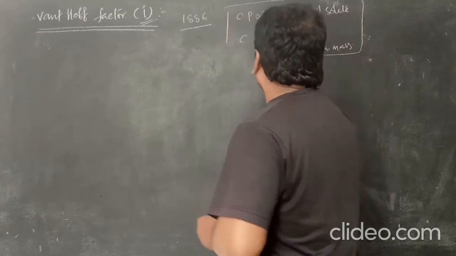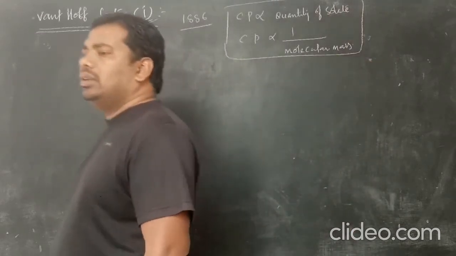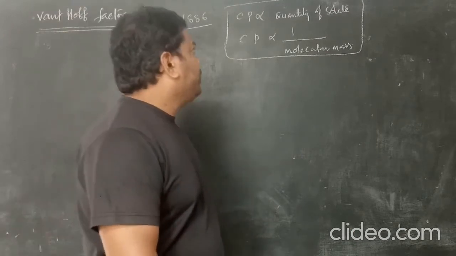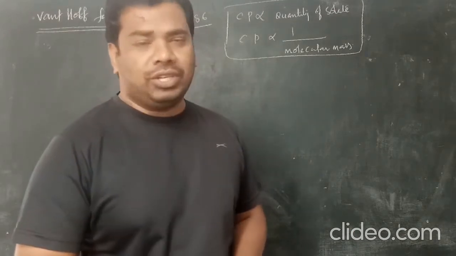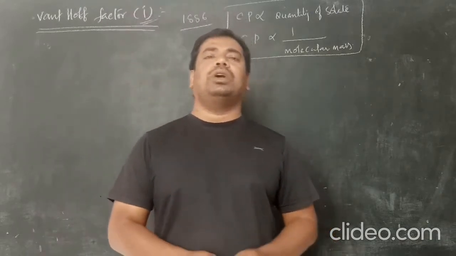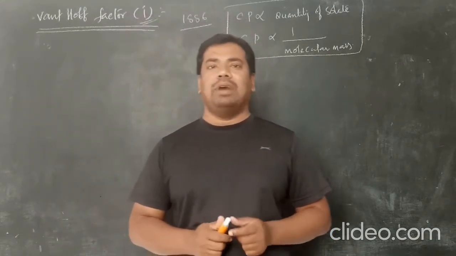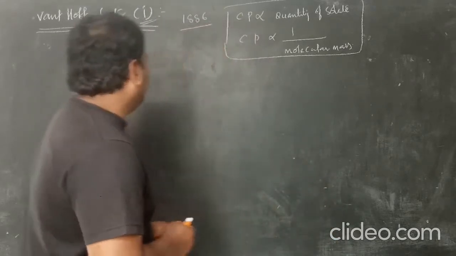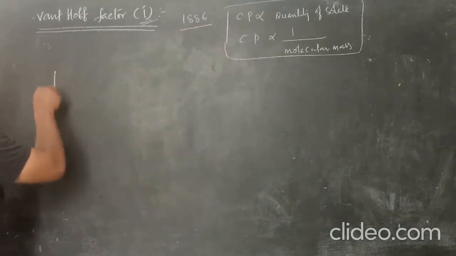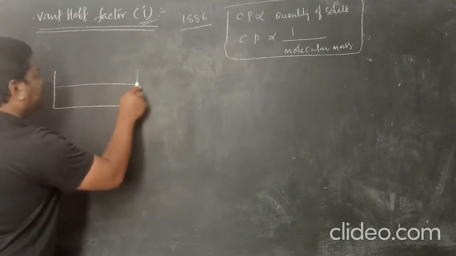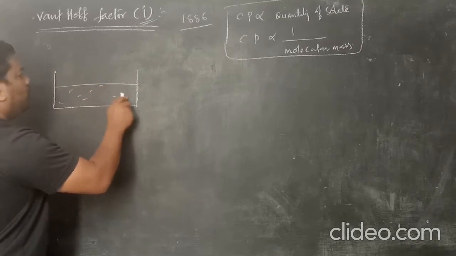Clear, students? The colligative properties are directly proportional to the quantity of solute, not its nature, and inversely proportional to the molecular mass. So generally we will take an example of a glass container that contains some amount of water.